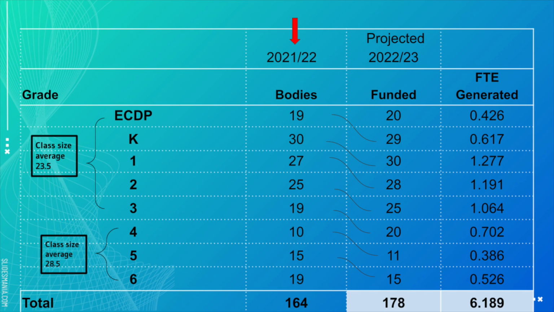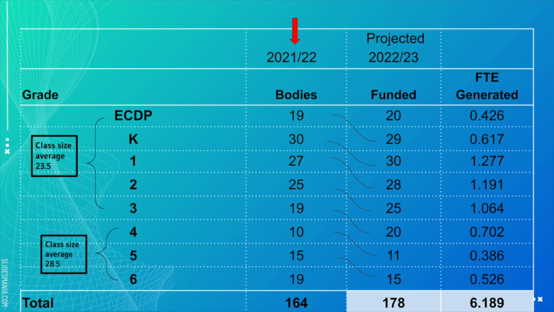You see where the red arrow is? We're pretending that is our current year. So in my current year as a principal, under the 2021-22 school year, it says bodies, and then it shows you in each grade level how many bodies are in each class. So ECDP has 19, kindergarten has 30, grade 1 has 27, and so on and so on. This year, I have 164 students.